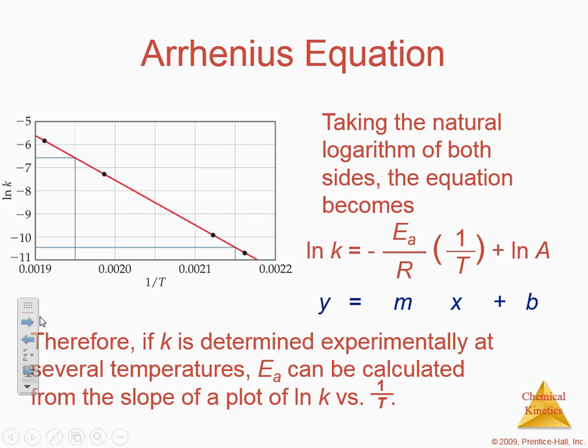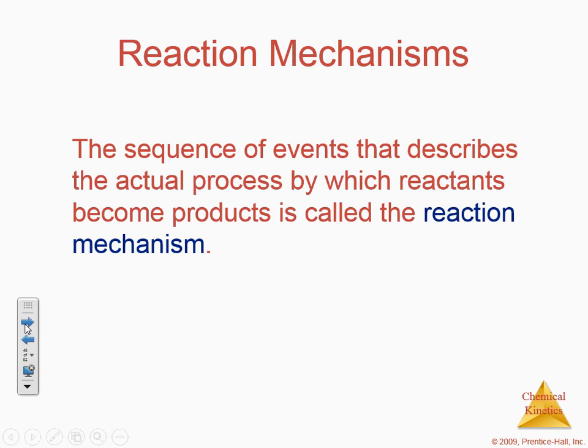So if we have K and we have T, we can solve for EA, because EA is essentially the slope of that graph. Remember, EA over R is the slope of an activation energy or Arrhenius equation graph. So natural log of K versus 1 over T, Y and X, our slope of such a graph would be equal to negative EA over R. So that kind of sums up the Arrhenius equation real quickly.